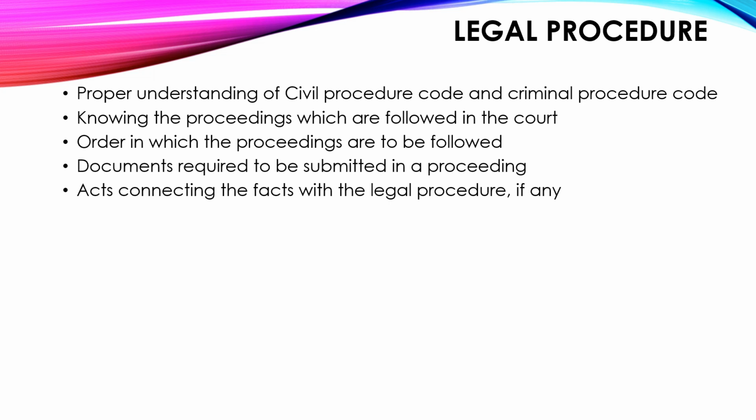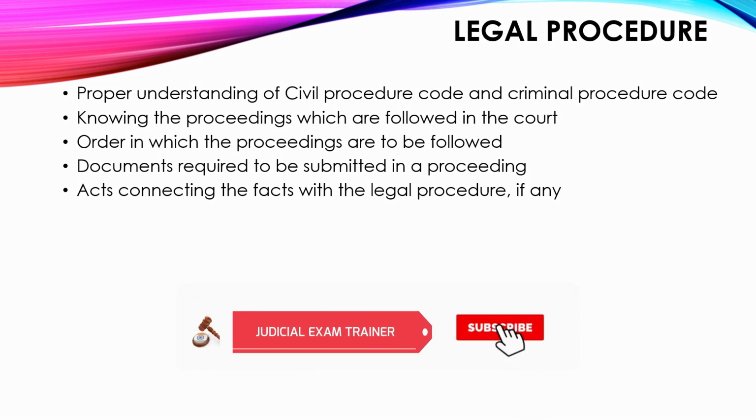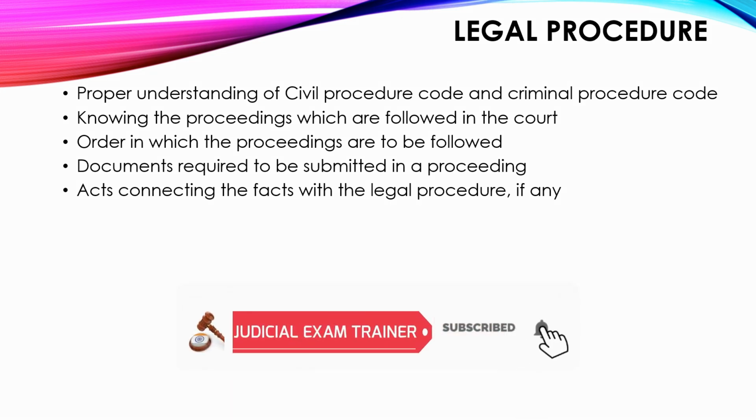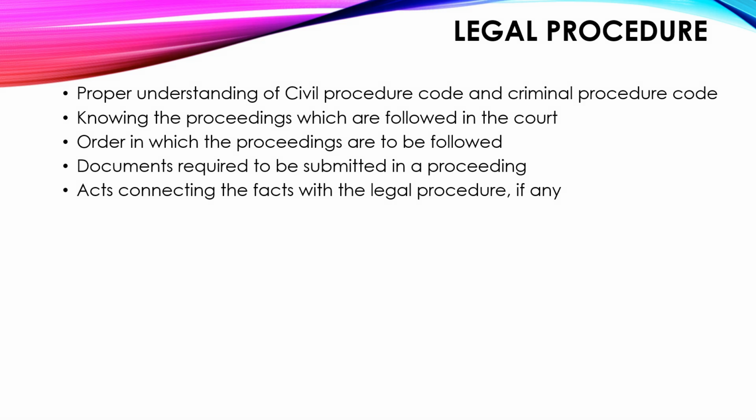Next, there is a certain order which is followed. For example, if there is a case which needs to be conducted, there is a procedure in which it needs to be done. For example, the first aspect, when a complaint comes, the judge needs to see whether there is a prima facie case. If there is a prima facie case, then the witnesses can be summoned, the accused can be questioned.